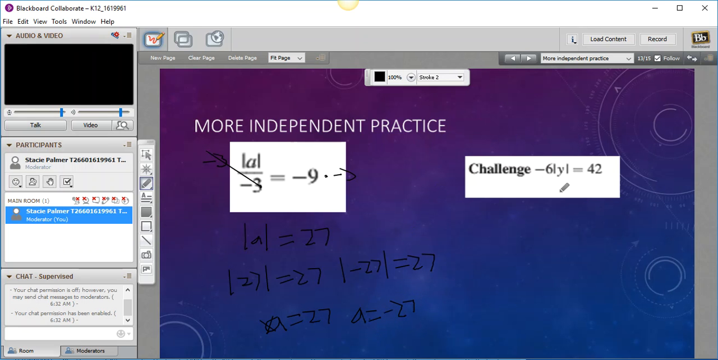Okay, let's go ahead and look at this challenge one really quick. Negative 6 times the absolute value of y equals 42. So to get rid of the multiplication of negative 6, we would use division. The absolute value of y equals negative 7. Now in this case, we would say there is no solution. Remember that absolute value is always a distance from 0 on a number line. Distance will never be negative. So we would say there's no solution.